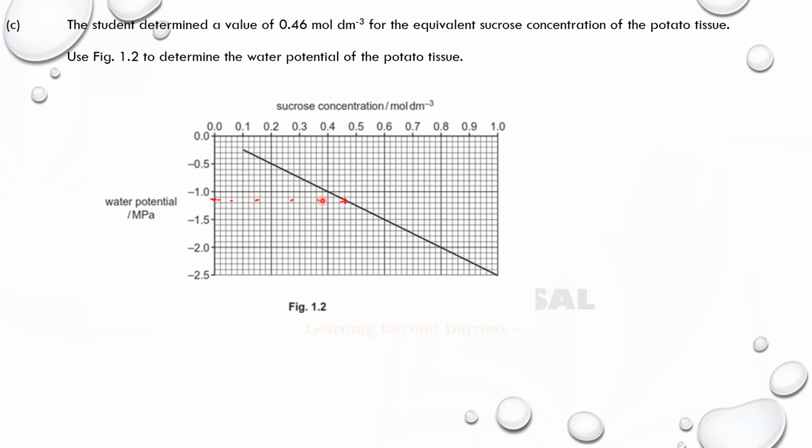That is the water potential if you follow this, 0.46. So that should be minus 1.15. Sorry, this is minus 1.0 minus 1.1, so minus 1.5. All right, that's the water potential. So let's go to the next question.